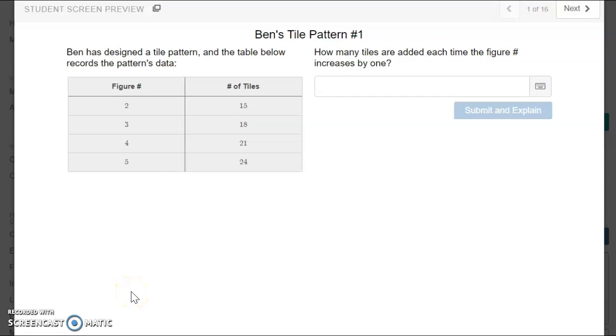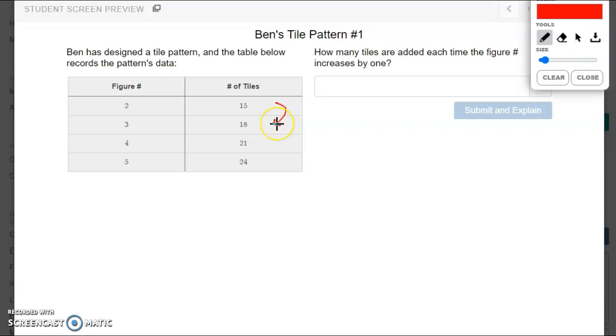Okay, here we go. Alright, so Ben has designed a pattern, and the table below records the pattern data. Figure number 2 had 15 tiles. Figure number 3 had 18, figure 4 had 21, and figure 5 had 24. How many tiles were added each time the figure number increased by 1? We can tell the number of tiles went from 15 to 18 here, so we added 3, and then we added another 3, and then another 3 here. So we know that the number of tiles added each time was 3.